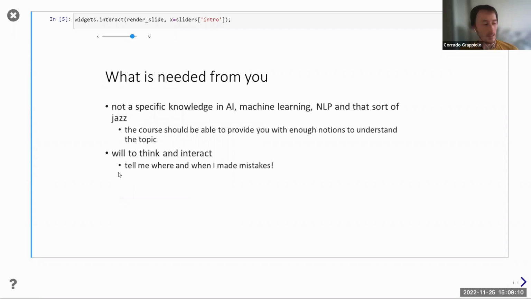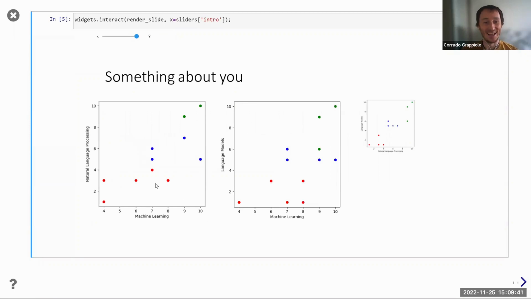I guess you might have seen the trailer of this course. What is required from you is not really specific knowledge in AI, machine learning, or NLP, because the idea of this course is to give you the foundations and to have a course that is self-contained. What I would like you to do is to interact, ask questions and raise comments. Regarding the knowledge, I had the chance to look at the self-reports that you filed in, and this is a bit of a representation of it.